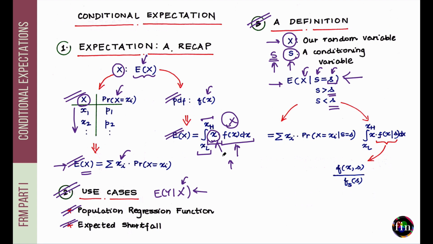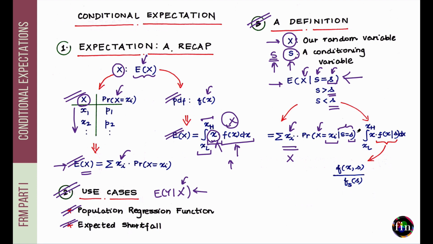In the discrete case, very simply, it boils down to the probability weighted average of all realizations of this random variable x, but the probability now is a conditional probability. It's the probability that x takes on a value xi given that s has taken on a value lowercase s, for example.